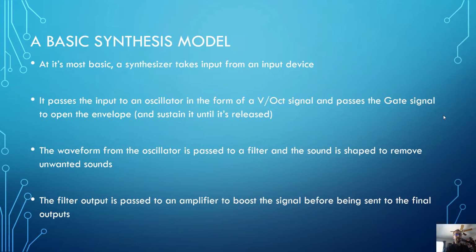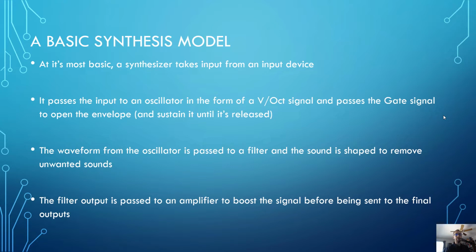Again, at its most basic, a synthesizer takes input from an input device. It passes that input to an oscillator in the form of a volts per octave, or V/O, signal, and passes a gate signal to open the envelope. When you hit the key, that sends a gate. It keeps sending that information as a gate as long as you hold it down, and then when you release it, the gate turns off and the sound will die away.